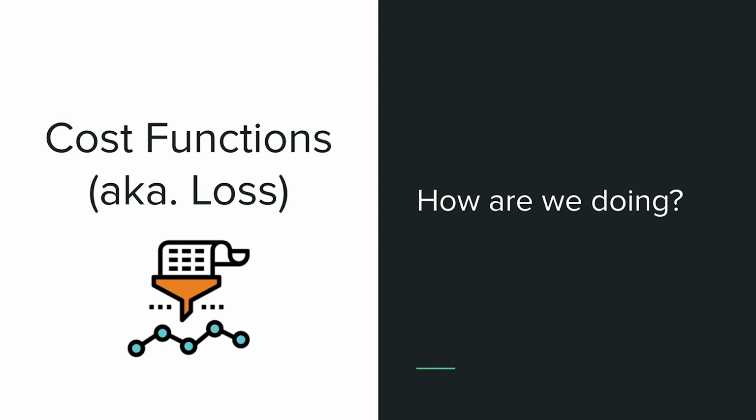So let's talk about the cost function, aka the loss. It basically boils down to the question, how are we doing right now? We have this parametric model which operates on this space of values that it can tune. So we have to figure out how we're doing at the moment.